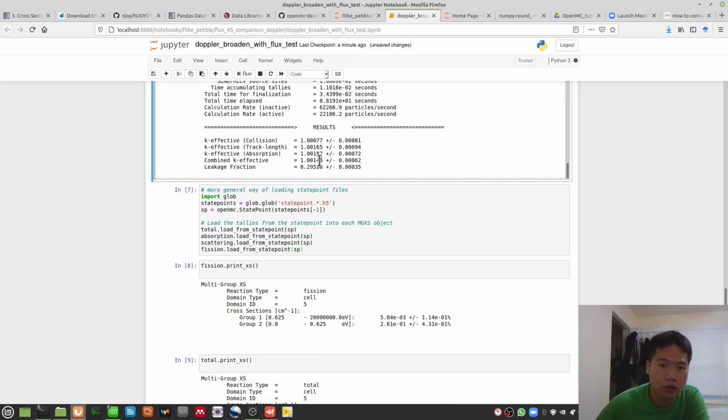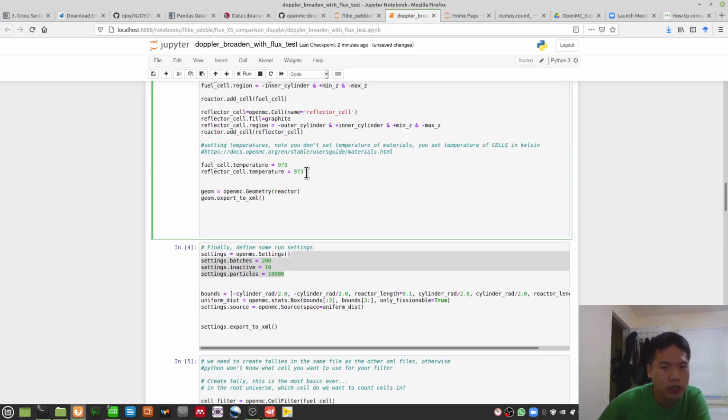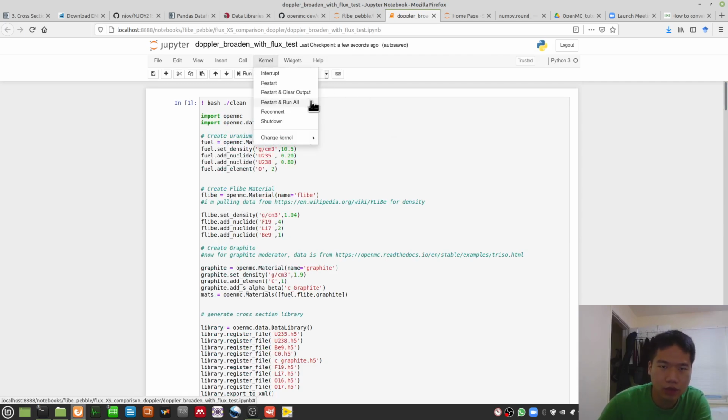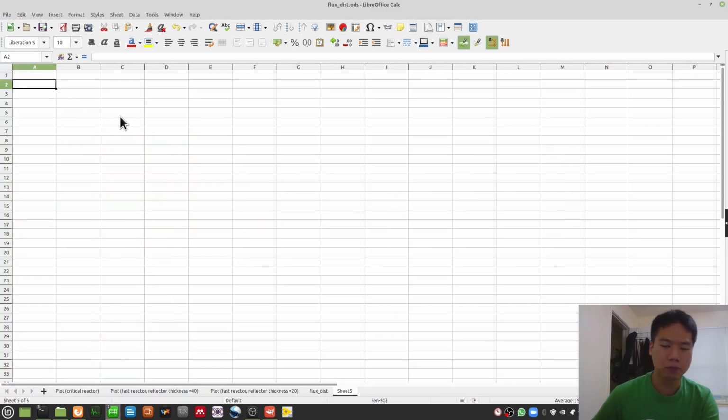1.00146. This was actually somewhat lower than the last time round we ran. I think we were 1.002 or 1.003. And let's now just increase the fuel temperature to 1200 just to check if this thing really works. I'm going to restart and clear output. Let me actually plot K effective versus temperature. Temperature, K effective. So let's do 873. Let's do a 600. I believe there's a 600 available.